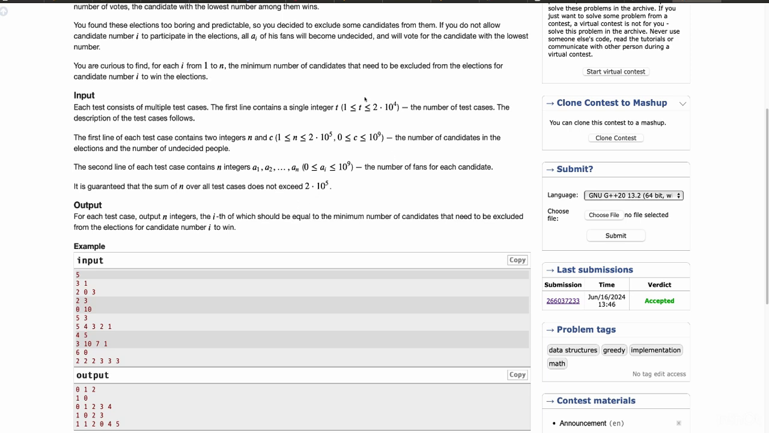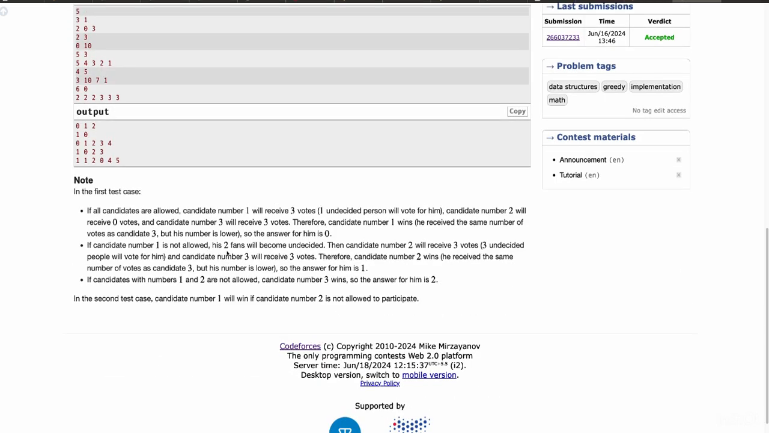Let's take a look at the constraints. We have n varying from 1 to 2*10^5 and c varying from 0 to 10^9. Obviously, c has nothing to do with this, it's just a number, so we don't have to do anything with c. And a_i belongs from 0 to 10^9. That's not a big deal. What can be the approach to this problem?